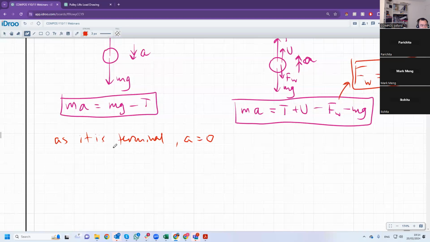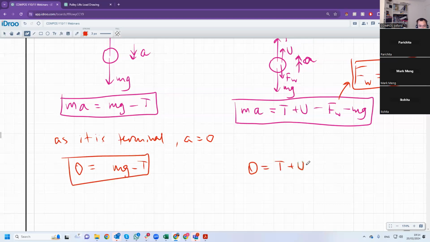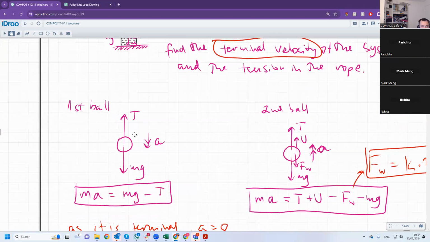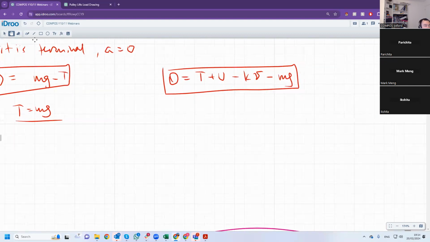Terminal acceleration is zero. So we have 0 equals mg minus T. That's the first equation. And here we see 0 equals T plus U minus kv minus mg. But from here, T must be equal to mg, because if it's moving at constant speed, the tension must be equal to mg. Right? And that makes perfect sense. If there's no acceleration, T has to be equal to mg. And therefore, we have 0 equals mg plus U minus kv minus mg. Mg cancels. And we have upthrust is equal to kv, the velocity.